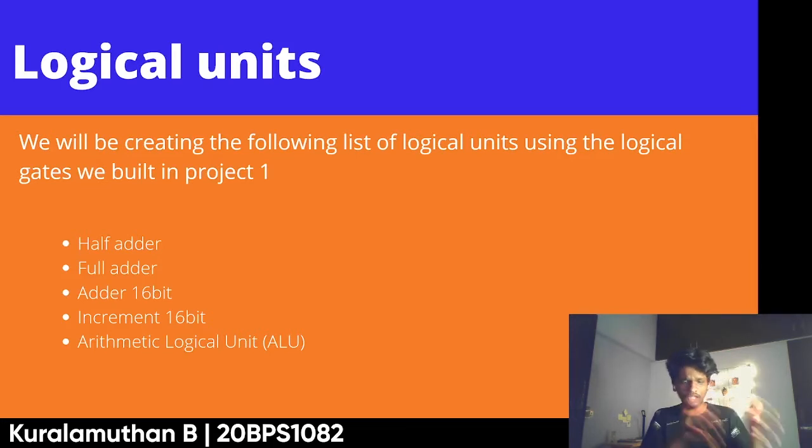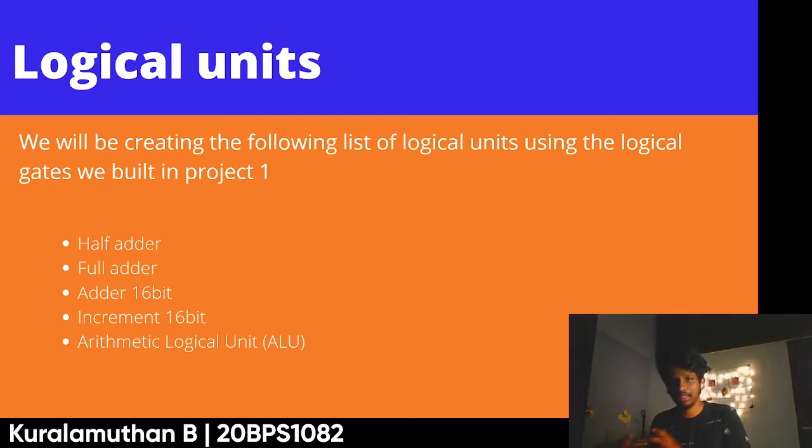So with the logical gates that we built in project 1, we are going to make the half adder. And with the half adder, we are going to make a full adder. And using the full adder, we are going to make a 16-bit adder. And using the 16-bit adder, we are going to make a 16-bit incrementer. And with all of these chips together, we are going to create the ALU. Now, the ALU is going to be one of the most crucial components of our Hack computer. So let's get started with the half adder.